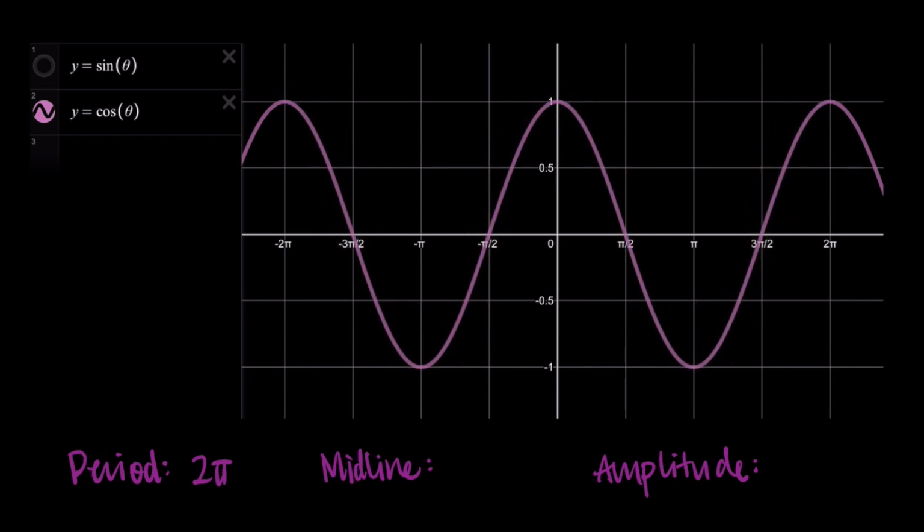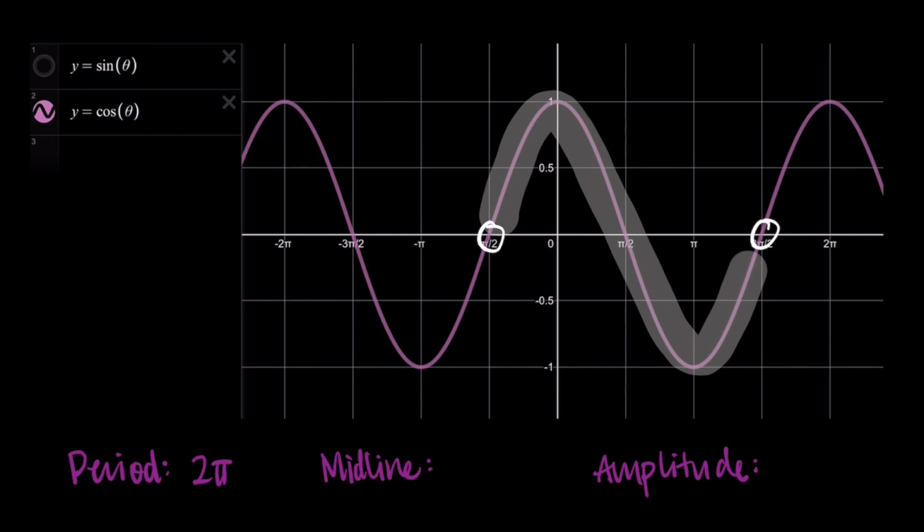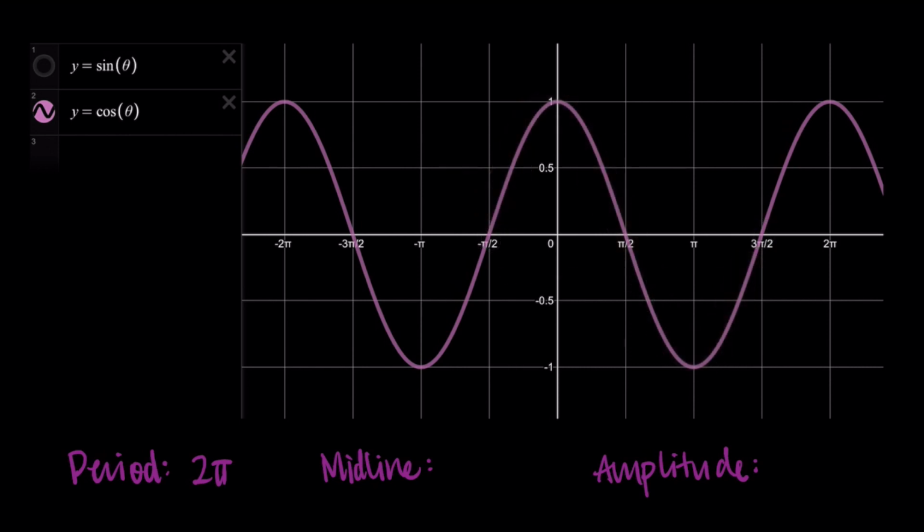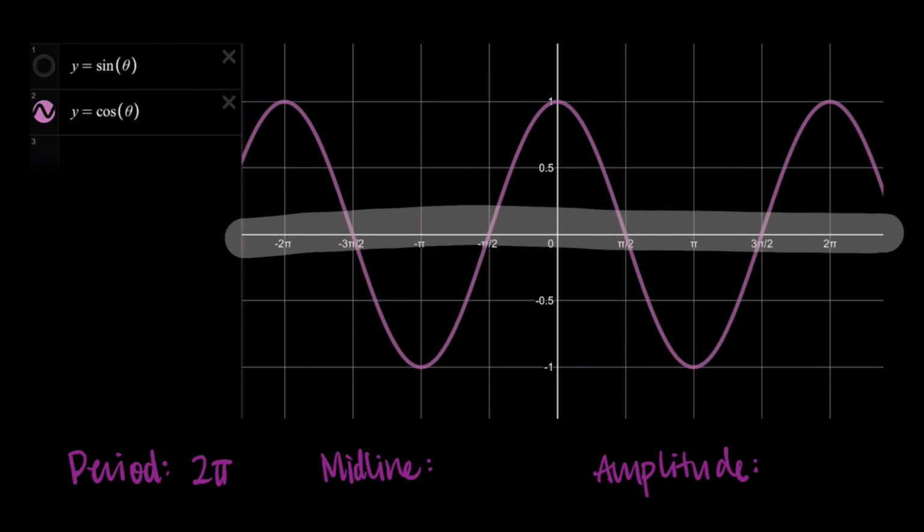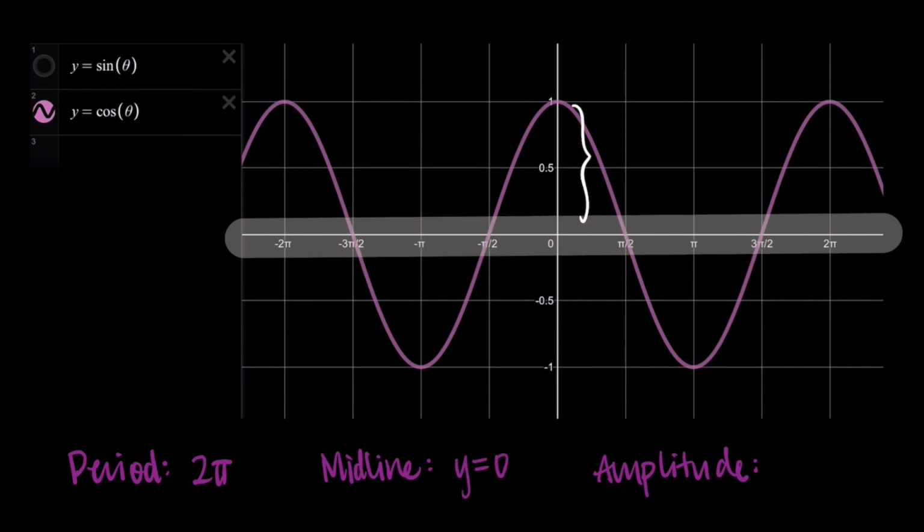You can do a similar thing here where you pick different points. You could pick maybe negative pi over 2 and 3 pi over 2 and see that the distance between them is 2 pi. The main idea is you just need to pick points where you can tell the distance between them. Then our midline is the same, it's y equals 0, and the amplitude is the same as well, it's just 1.